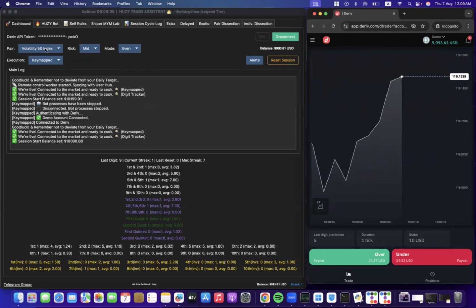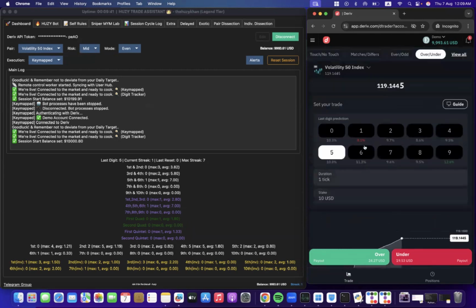You can see the pair I've selected is Volatility 50 Index. Execution mode is key map because I'm going to be showing you the speed of execution, and I've already shown you how it performed on the DTrader, and we're going to be doing it over here as well on the Hoodie Trade Assistant.